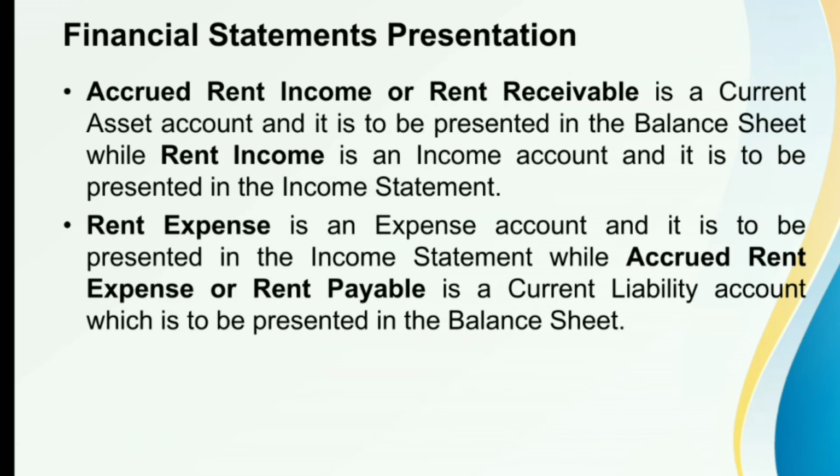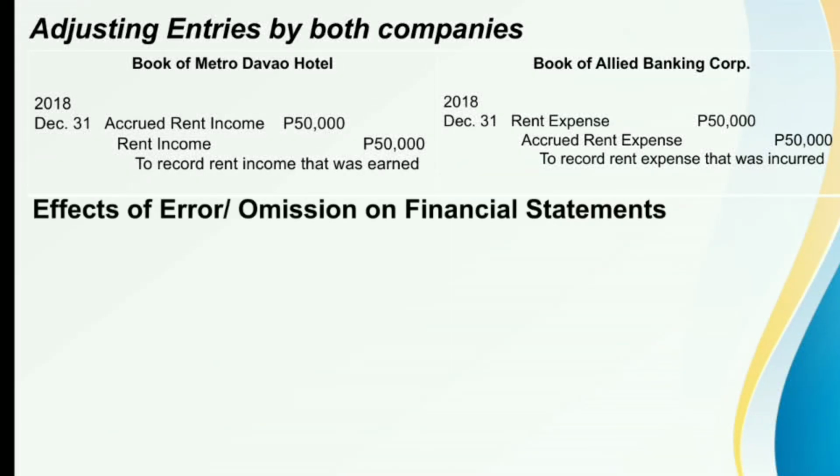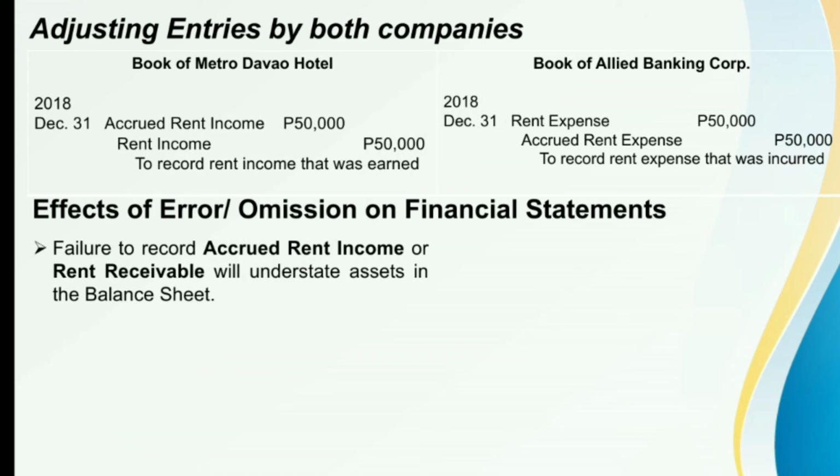So what will happen if we don't prepare an adjusting entry at the end of the accounting period? For the balance sheet, failure to record accrued rent income or rent receivable will understate the assets in the balance sheet. This actually refers to the adjusting entry we made in the book of Metro Davao Hotel on December 31, 2018. Our debit entry, accrued rent income or rent receivable of 50,000. So this is an asset.